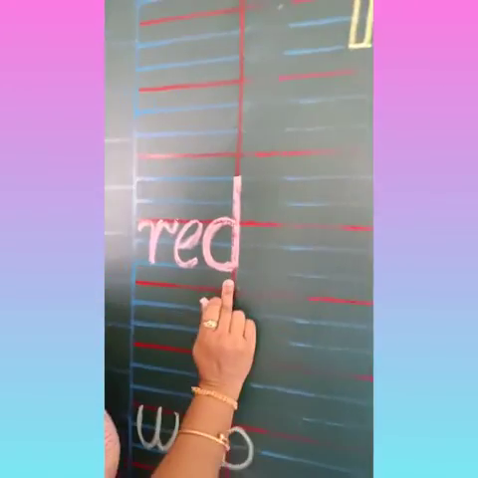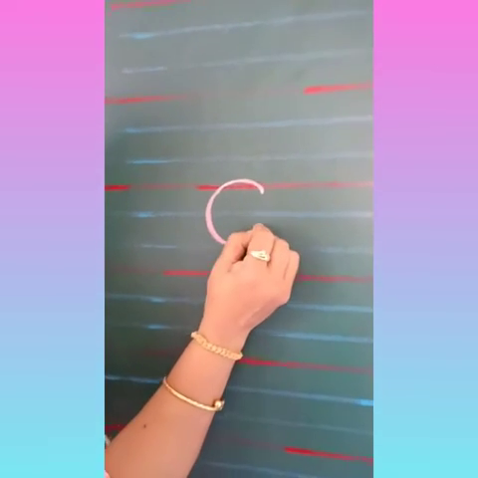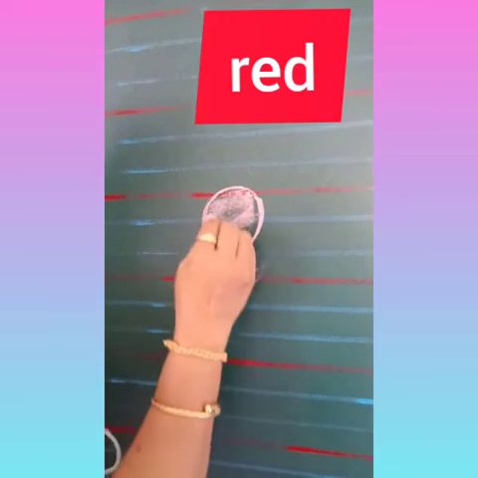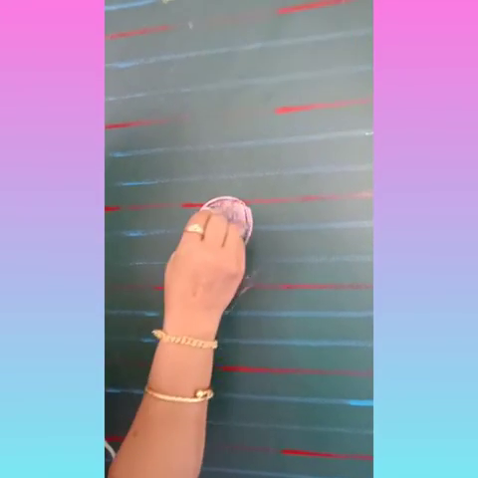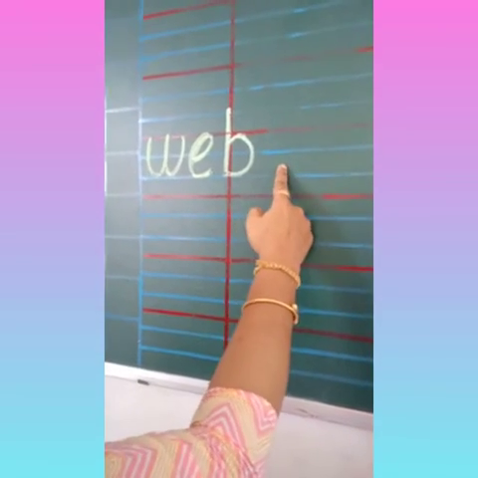Now we will draw picture for red. So make small circle with your red crayon and fill it inside this. It's a red color dot. Now we will draw picture for web.